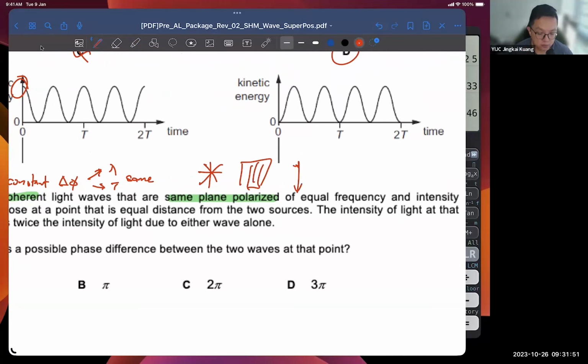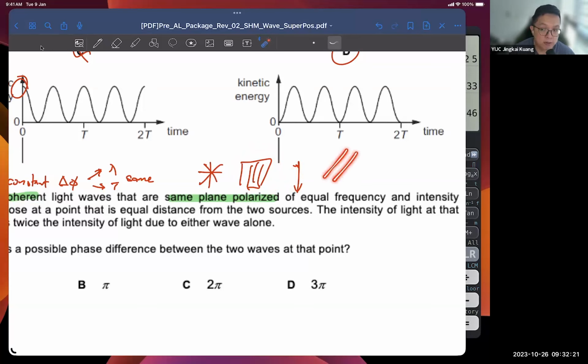When you say that you have the same plane, the two waves are polarized in the same plane. That means for both waves, I'm using the polarizer in the same direction. When they pass through the polarizer, they will both emerge in the same plane. It could be both like this, both this way, or both this way. That's fine. It doesn't matter as long as it's the same plane.